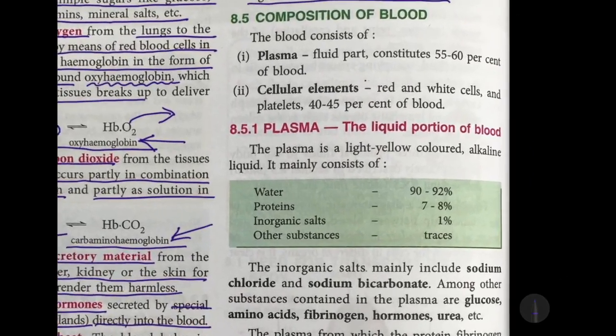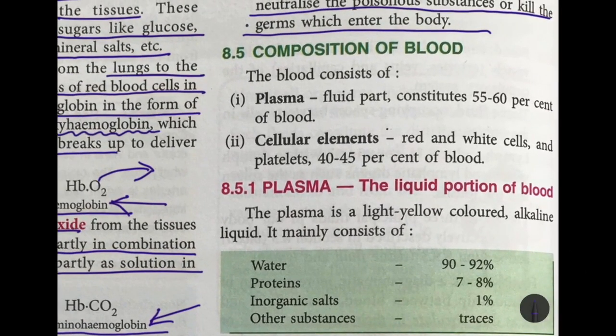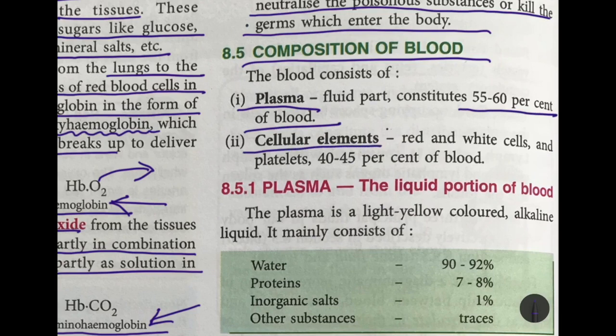Now moving on to the composition of blood. Now the blood consists of a liquid part which is known as plasma, and it is about 50 to 66% of the blood. And next it has cells in the body, cellular parts or cellular elements, red blood cells, white blood cells and platelets, which is about 40 to 45% of the blood.